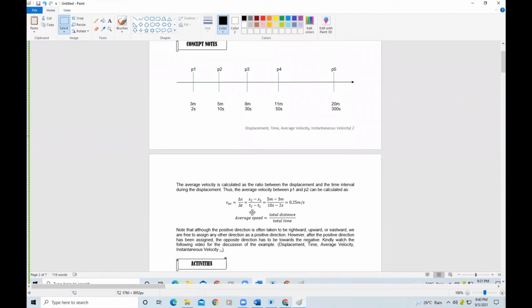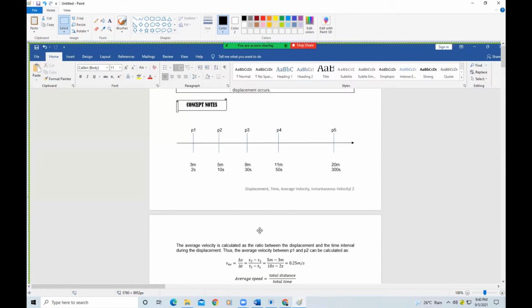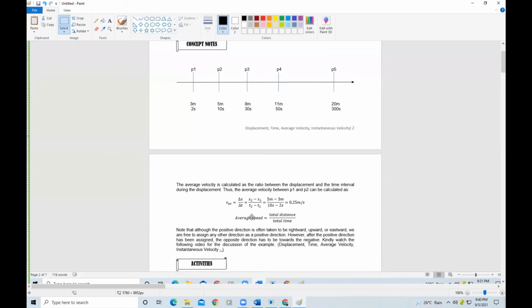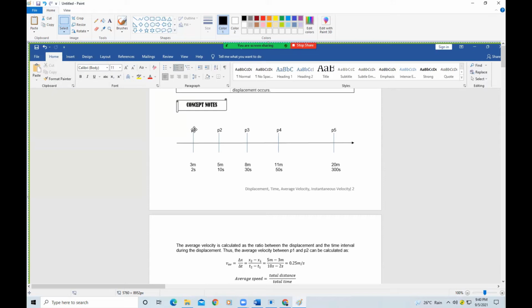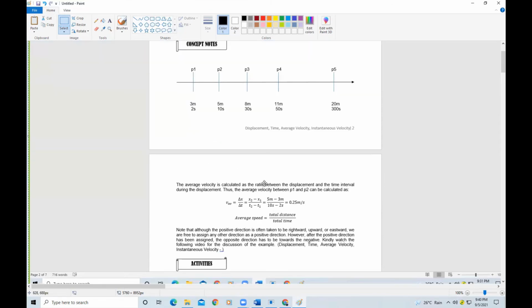So let us calculate first the delta x. We have x sub 2 minus x sub 1. For x sub 2, P2 is 5 meters, minus, from the formula, for P1 we have 3 meters. In determining the total time, we have P2 minus P1. We get these from P1 and P2 in the example. So for T2, the time is 10 seconds minus T sub 1, which is 2 seconds.